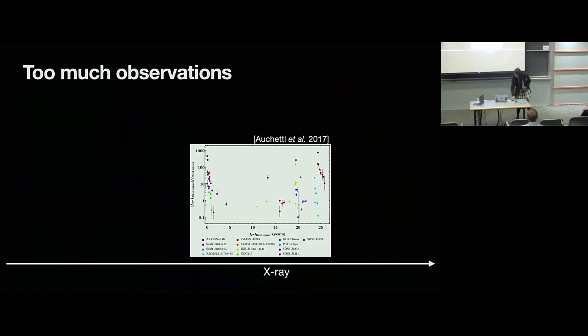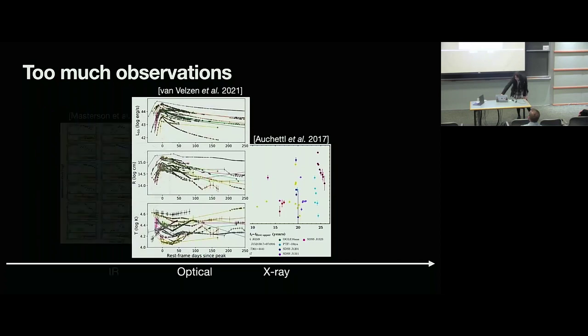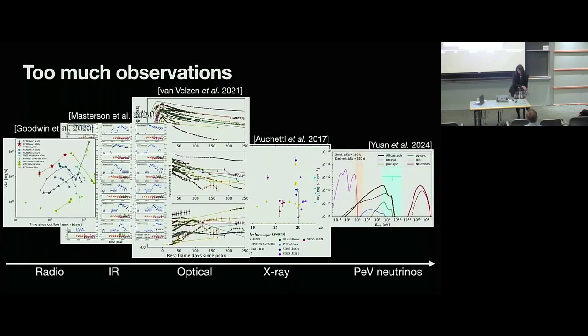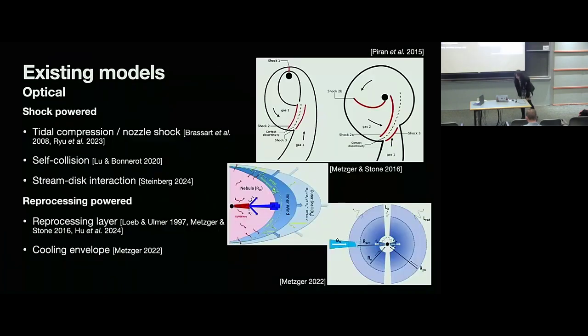First of all, from many talks of these two days, we see we've got too many observations of TDEs. We've got them in X-rays, in optical, in infrared, in radio, and also recently we got PeV neutrinos. And also possibly there could be some gamma rays, and that's more than we can explain. So yep, we've got many problems here. And we also have many models.